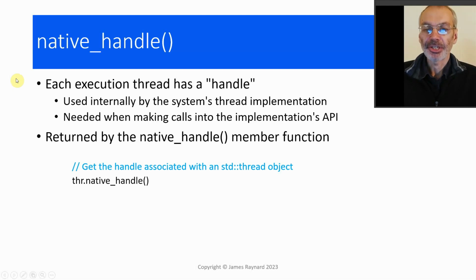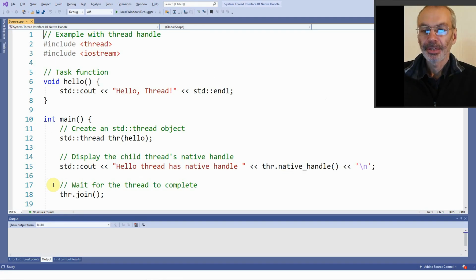Each system execution thread has something called a handle. This is some data which the system uses internally. It's opaque, we don't know what type it is and we don't really care. We don't need to care. We do need it though if we're going to make calls into the implementation's API. The thread class has a member function which will return this handle. It's called native_handle. So let's try that out.